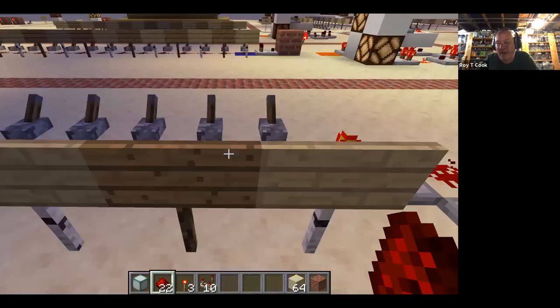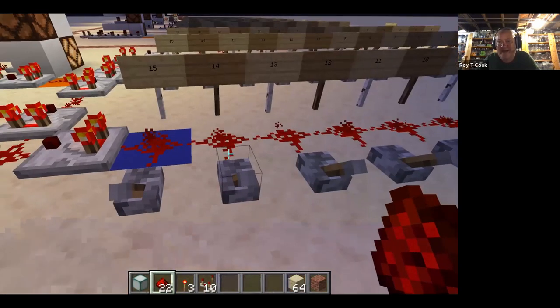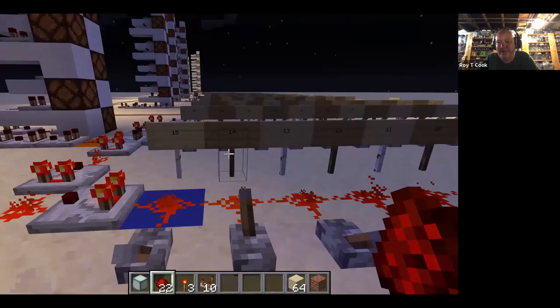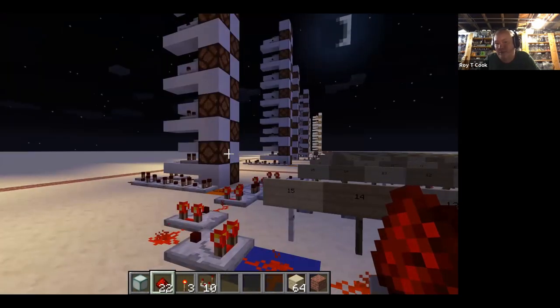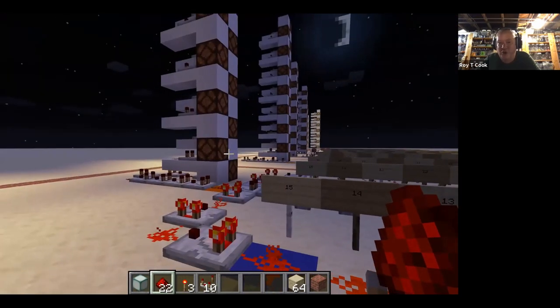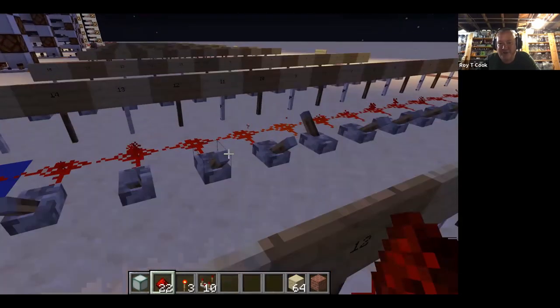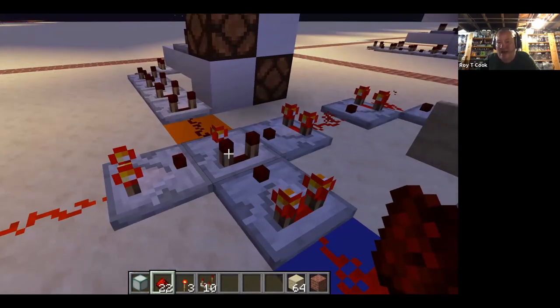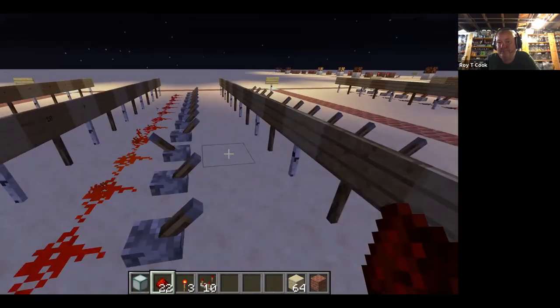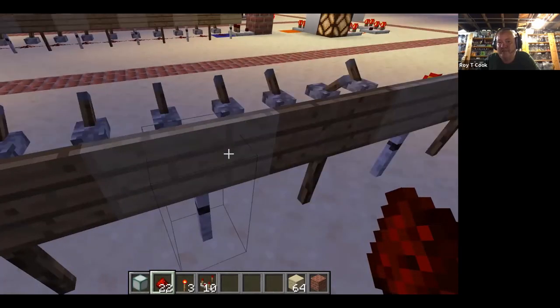And of course, unsurprisingly, if the side input is bigger than the main input, so let's set this to 14, we just get 0, right? We can't get negative charges in the Minecraft circuitry. So the comparator is a subtraction function. Okay, let's turn these off.